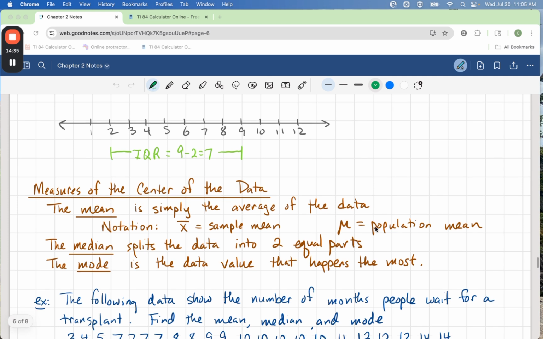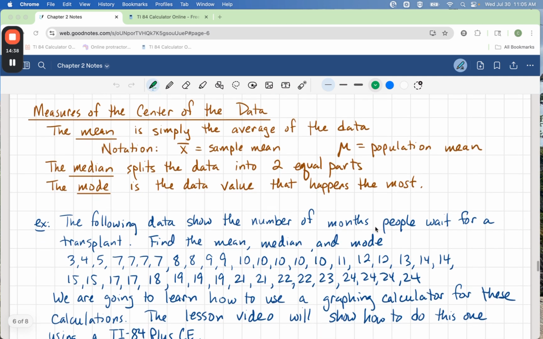All right, measures of the center of the data. The mean is simply the average of the data. So X bar is the sample mean. Mu is the population mean. We learned about that in chapter 1. The median splits the data into 2 equal parts. So basically half of the data is below it, half of the data is above it. And the mode is the data that happens the most.